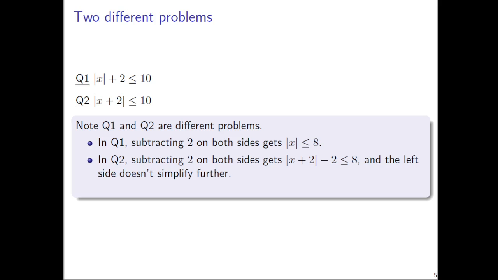There are two different problems on the screen. Question 1 is |x| + 2 ≤ 10. The second question is |x + 2| ≤ 10. Now, these are different problems.